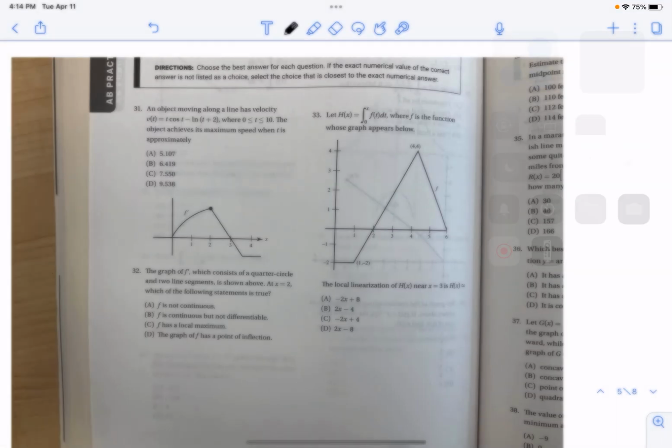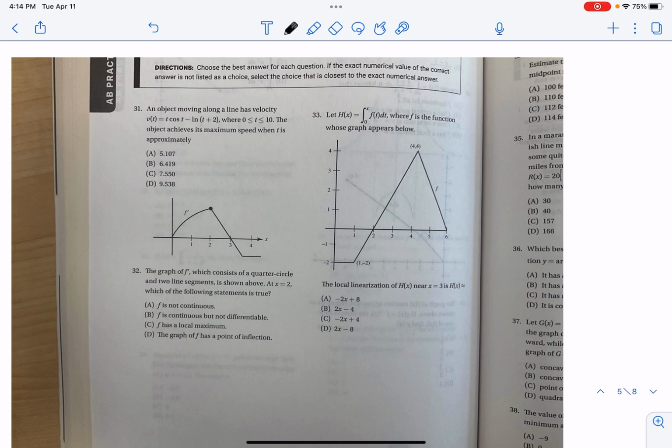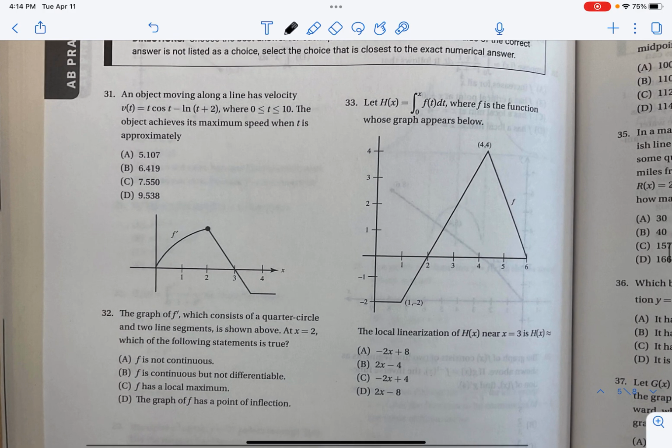Okay, here is another video, and this time I will be doing the calculator active problems. I'm not going to be showing you my calculator screen, but I'll try to explain what I'm doing. So for problem number 31, we're given velocity, and we're asked about maximum speed.